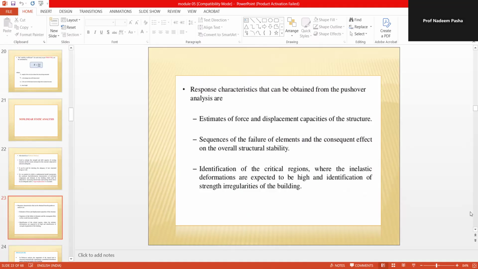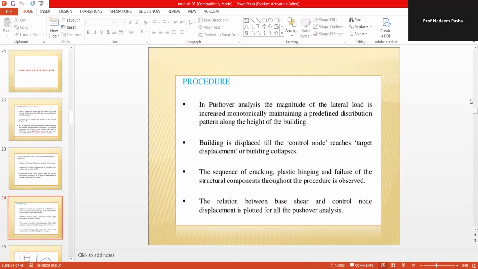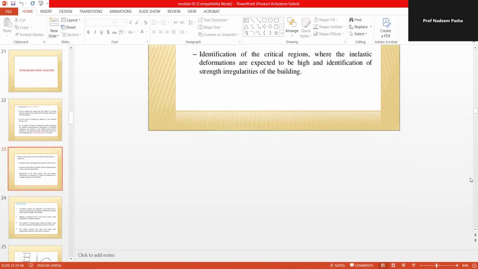So, what are the response characteristics that can be obtained from pushover analysis? Number one, estimates of force and displacement capacities of the structure. You can estimate how much the force and displacement capacity is. Next, the sequence of failure of elements and the consequent effect on the overall structural safety. Then, identification of critical regions where inelastic deformations are expected to be high, and identification of strength irregularities of the building. All these are the advantages of this procedure.